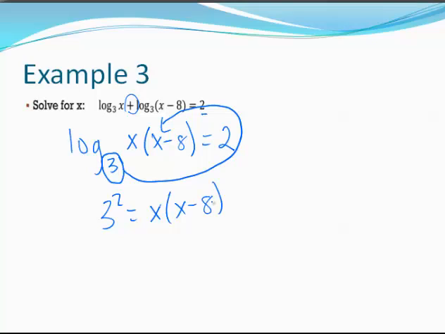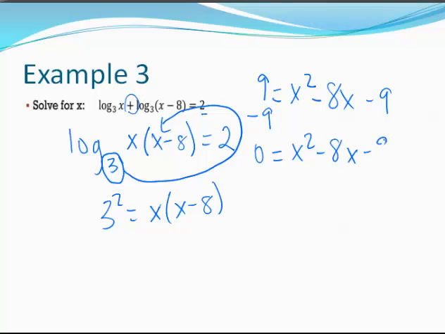Now at this point I need to start simplifying, so I'm going to have it go up here. 9 equals x squared minus 8x. Now remember, whenever a squared appears, you have to solve it using quadratics because a quadratic has 2 solutions. So in this case I have to get this equal to 0, so I'm going to subtract the 9. Okay, so 0 is equal to x squared minus 8x minus 9. So then I can factor that. So I'm going to have an x.